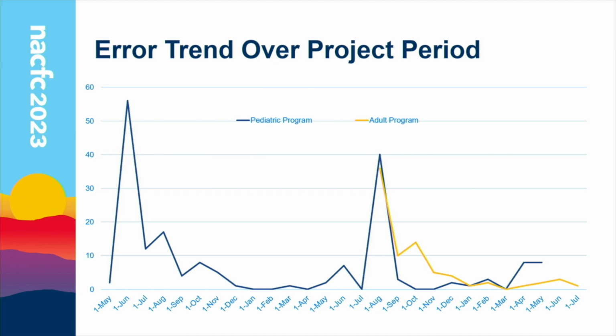And our adult registry coordinator had the benefit of learning all of the common error types that were occurring in the pediatric program, so we were able to apply that learning to the adult program as well, and we were able to reduce those errors over the time in that second year of the project.